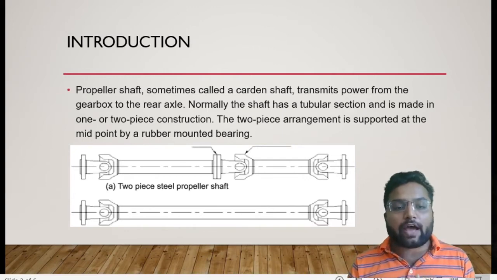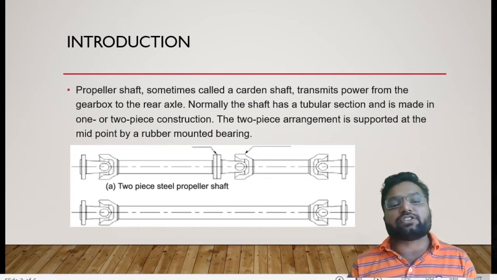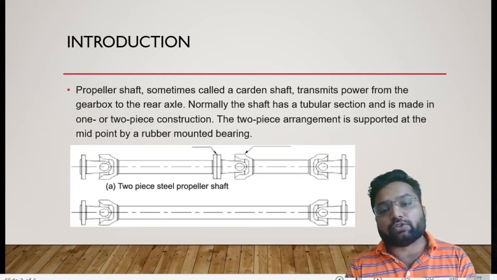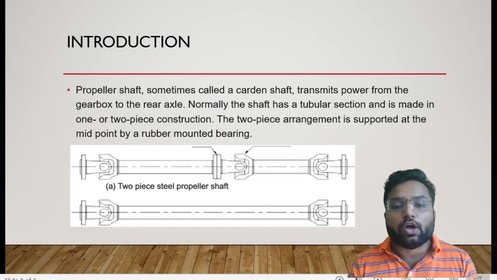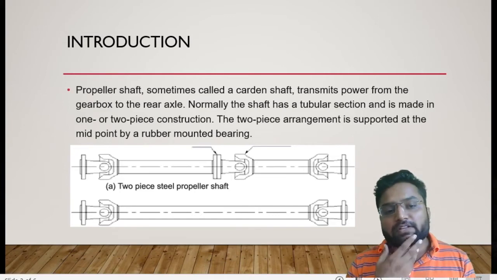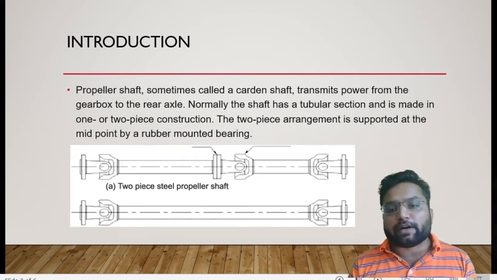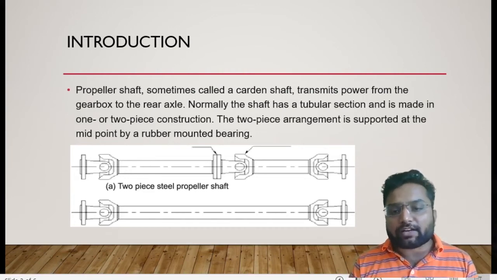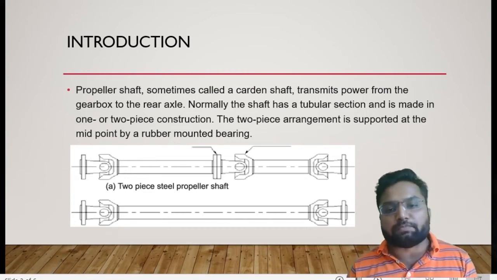Clear? The cross-section of this propeller shaft should be hollow. Why? Because it should have a minimum polar moment of inertia. That's why it should always be hollow. Clear? Here you can see two types of propeller shaft: one-piece and two-piece. A two-piece propeller shaft provides flexibility, and also provides support to our shaft compared to a one-piece propeller shaft.